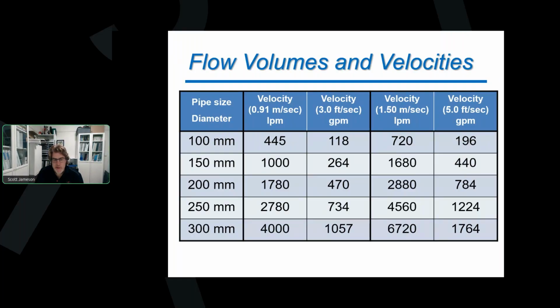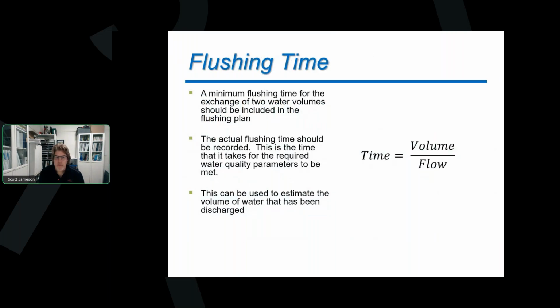Now, the other thing we can do, if we are able to measure the flow coming out of our discharge point, is calculate how long I have to let this flush to get my two pipe volumes. So the formula is this one here. It's just time equals volume divided by flow. Once again, you can just plug this into apps. Do a Google search for flushing time, and you should be able to find something to spit it out. You can calculate it yourself if you're adept at doing math problems.